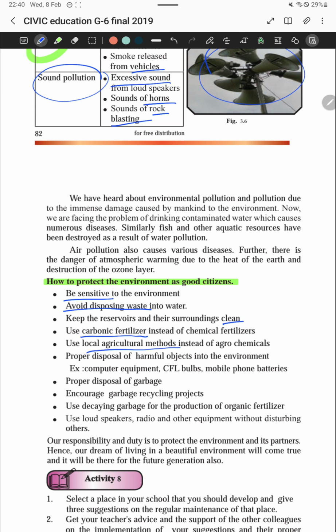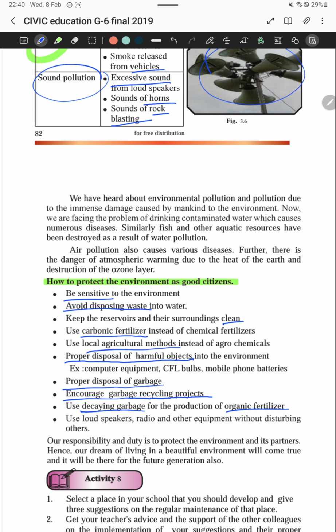Proper disposal of harmful objects, like CFL bulbs and glasses. You have to properly dispose of those things without disposing them into the natural environment, right? And proper disposal of garbage. Please encourage the people, give them the knowledge of recycling garbage as projects, and use decaying garbage. Decaying means garbage that will decay, so then it can be something like an organic fertilizer.